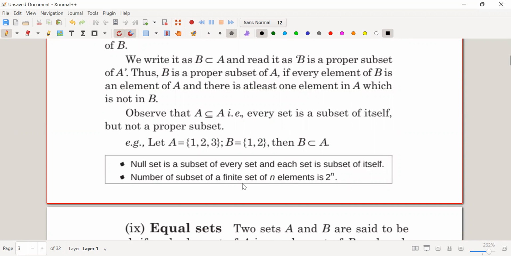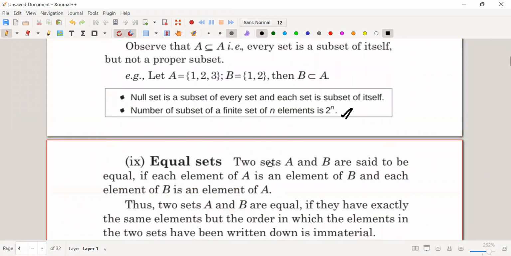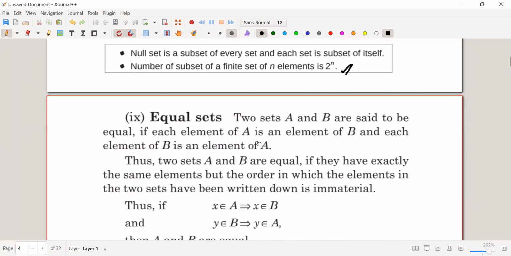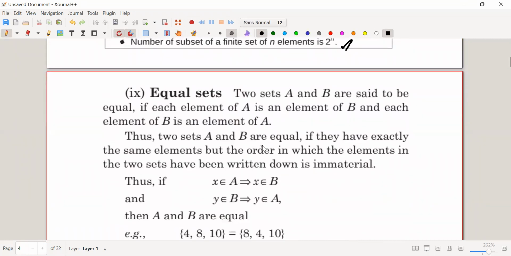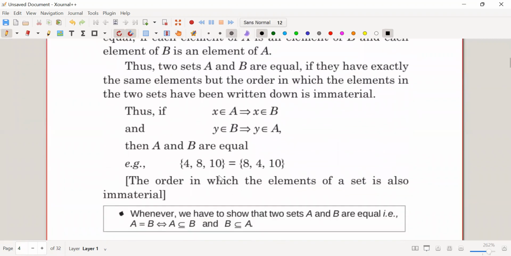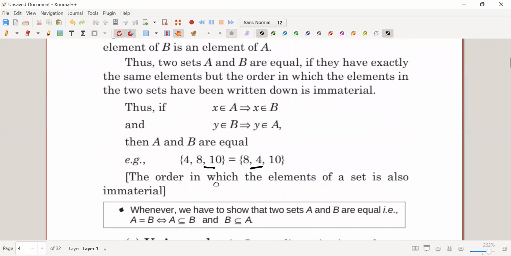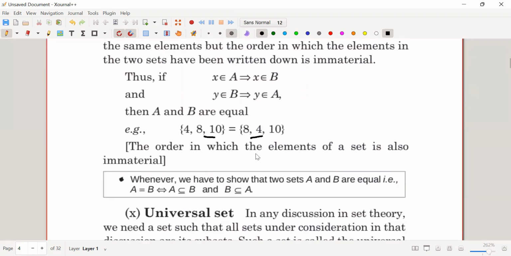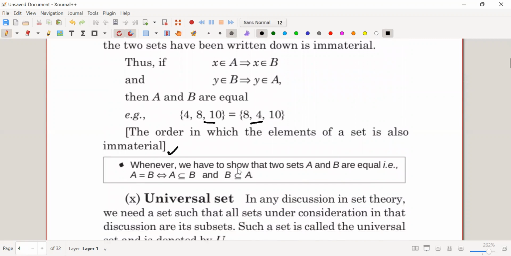The number of subsets of a finite set of n elements is 2 power n. All right. Equal sets. What is the difference between equal sets and equivalent sets? Apart from the number of elements, the set elements must also be the same, in whichever order. The order in which the elements of a set are written is immaterial. To show that two sets A and B are equal, A equal to B, we show A is a subset of or equal to B, and B is a subset of or equal to A.